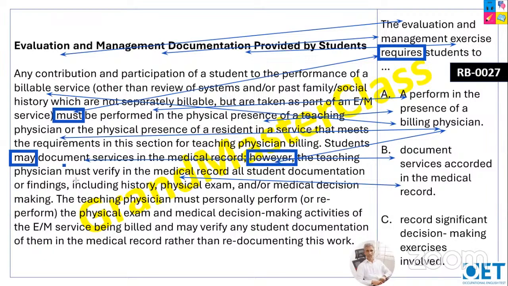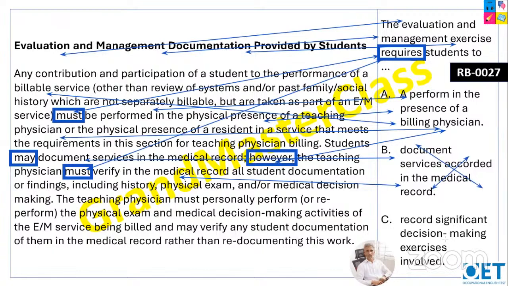The teaching physician must verify. See, must is important. Must means required. What is required? The medical record must be verified by the physician. This is a must. This is not possible now. Must means required. So this is not there here. Physician is not there here. So this answer is ruled out.